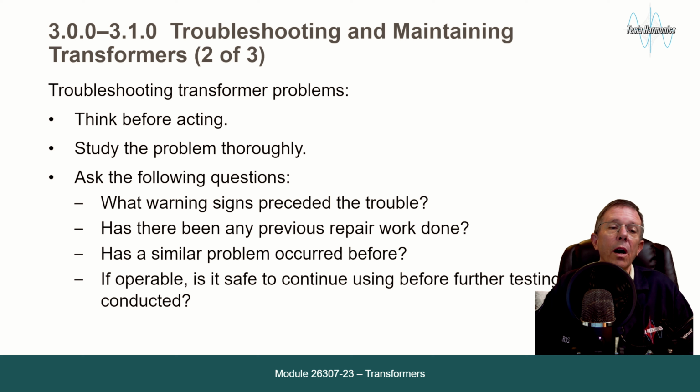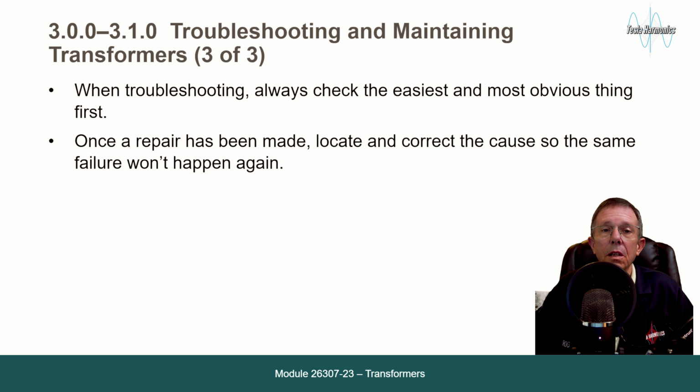When troubleshooting transformer problems, think before acting, study the problem thoroughly, and ask the following questions. What warning signs preceded the trouble? Has there been any previous repair work done? Has a similar problem occurred before? And if operable, is it safe to continue using before further testing is conducted? When troubleshooting, always check the easiest, most obvious thing first. Once a repair has been made, locate and correct the cause so that the same failure won't happen again.